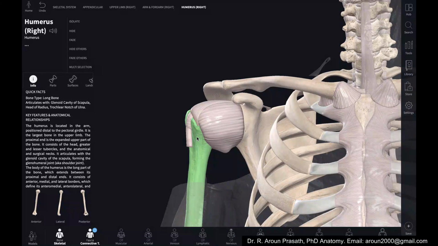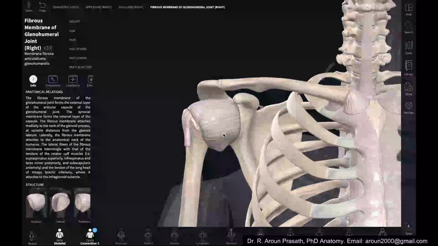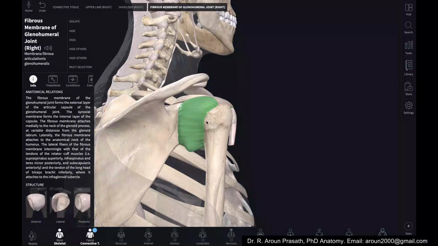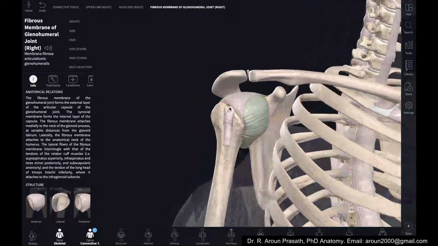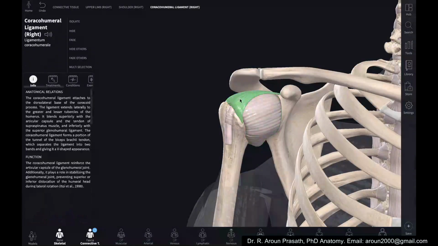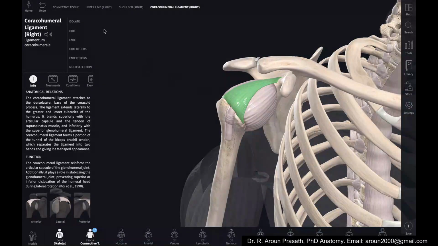Okay, so before discussing that, we will see the ligaments that are present here. This is the glenohumeral ligament, and this ligament is holding the head with the glenoid labrum. And this is the coracohumeral ligament, between the coracoid process and the humerus.